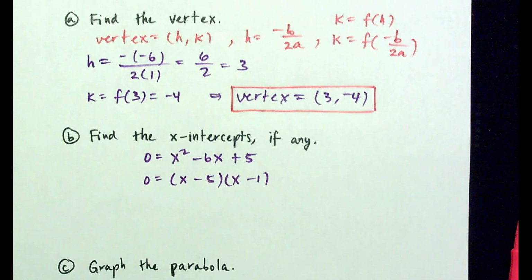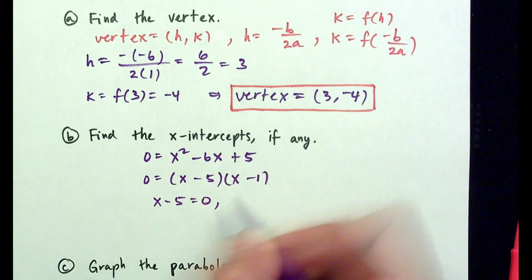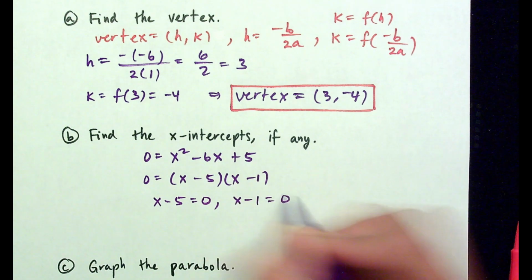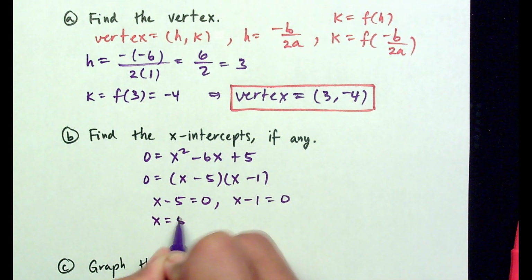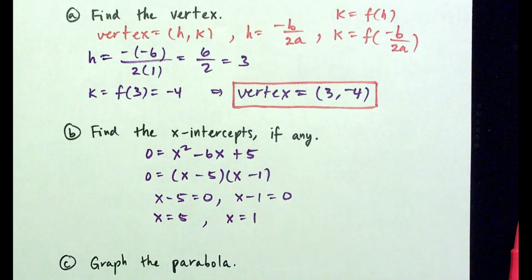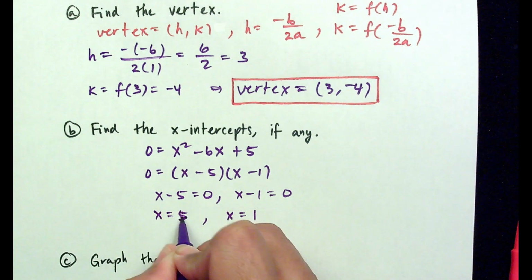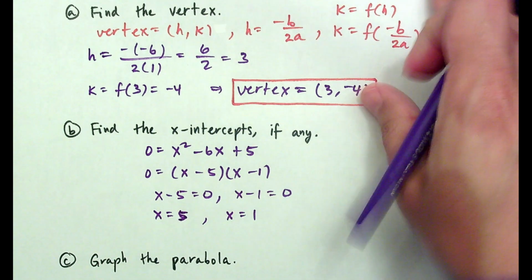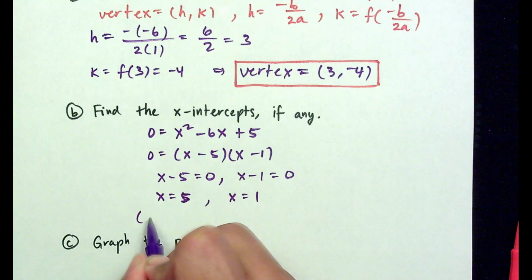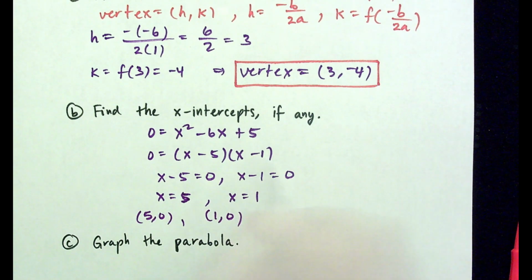If you're factoring, then set each of the factors equal to 0. And this gives me 5 and 1. So that means the intercepts, remember the intercepts are actual points on the graph, points on the plane. The intercepts would be (5, 0) and (1, 0) because they're points on the plane.